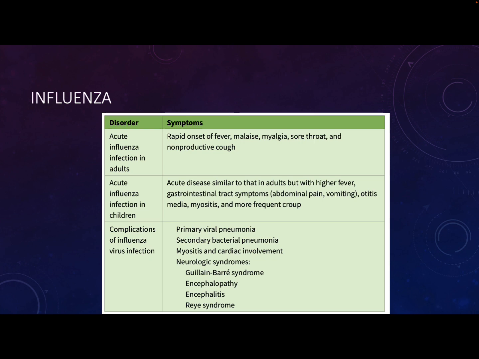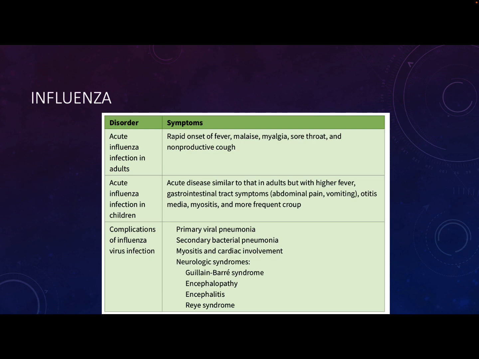Okay. So acute influenza in adults, this is going to be the most common manifestation of the disease. Fever, tiredness, muscle ache, sore throat, cough, generally without mucus. In children, it's very similar to what we see in adults. They tend to run a higher fever. Kids are also more likely to develop GI symptoms as well. So they can have diarrhea, vomiting or abdominal pain with their flu.